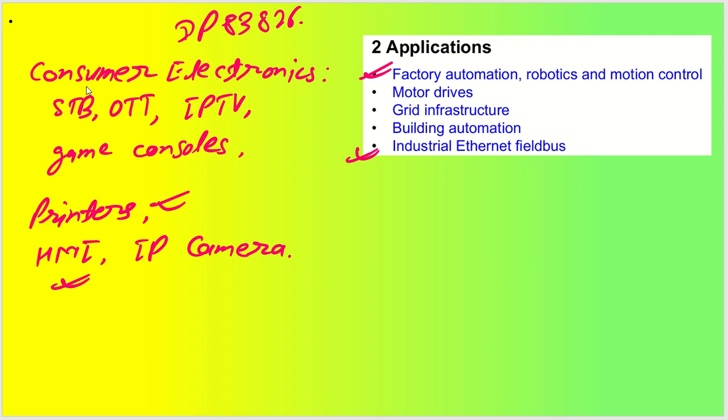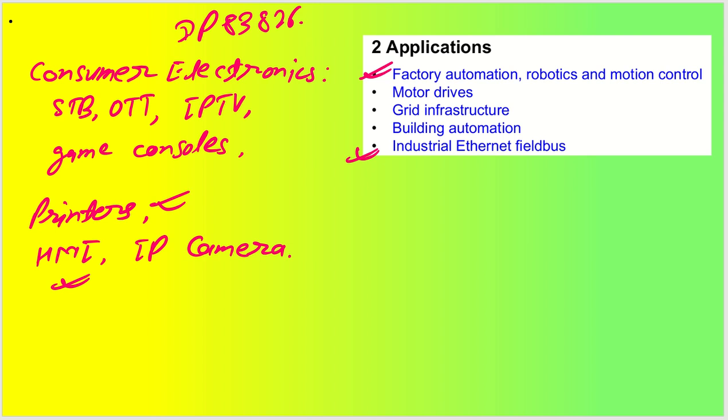You can utilize this in consumer electronics as well. There are a lot of game consoles these days which require Ethernet PHY. Then we have printers which are connected to a LAN these days, so you can send your data directly to printers and it can print it very easily. Then we have HMI, IP cameras, so all these places this can be used.